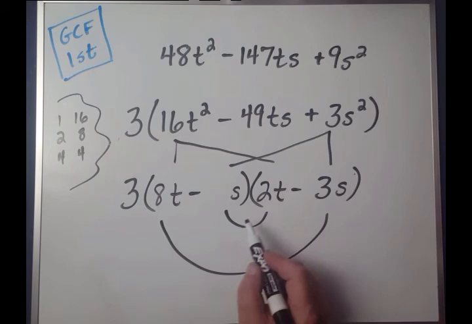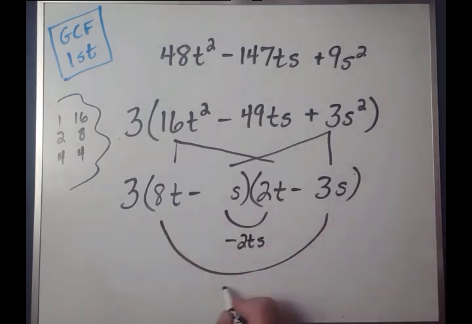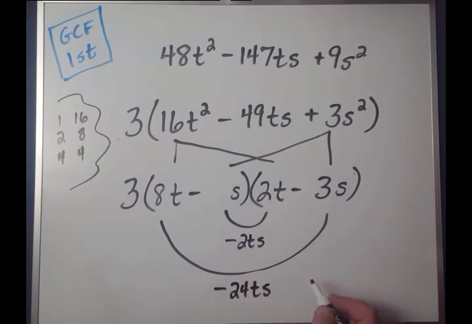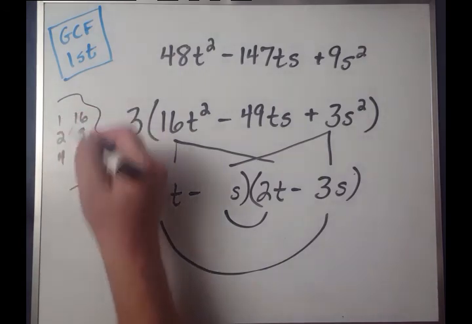So let's see what we've got now. The inside, minus 2 TS. The outside, minus 24 TS. Well, it's closer. Minus 26 TS, but still not there. We might actually have to get a little wilder. Try the 1 and the 16.